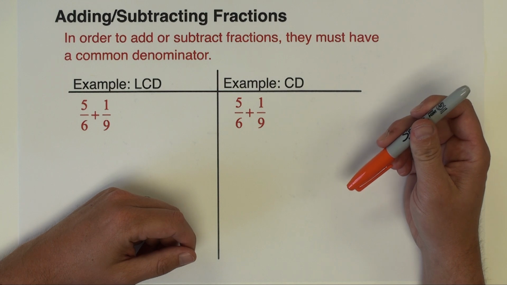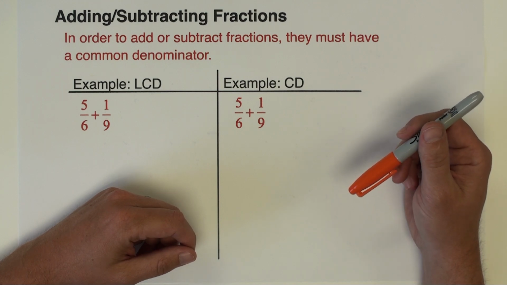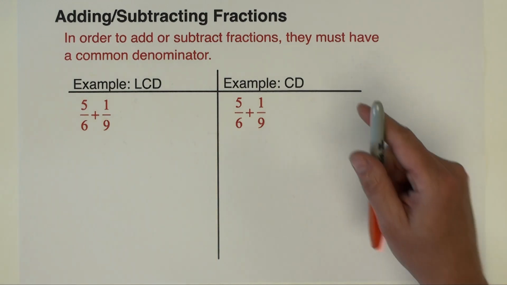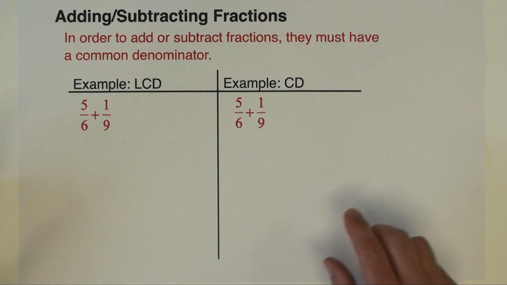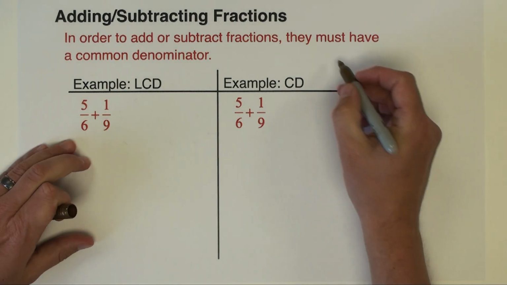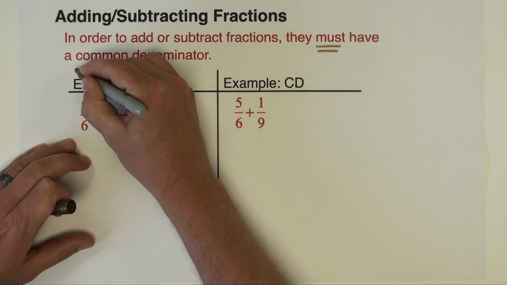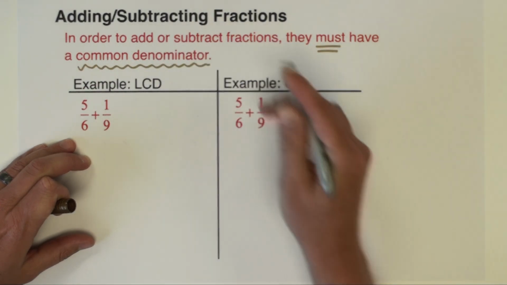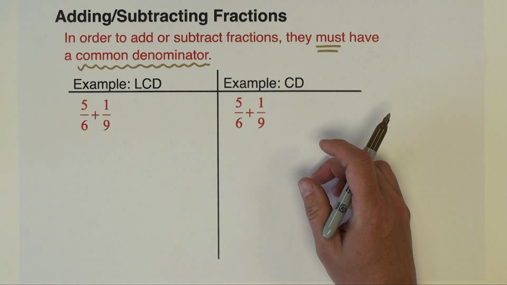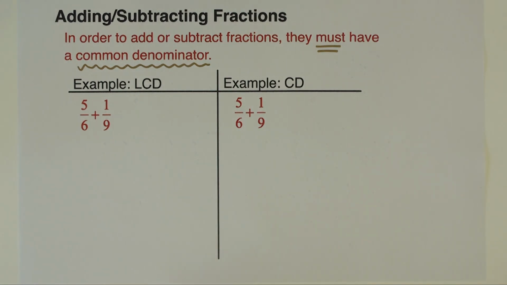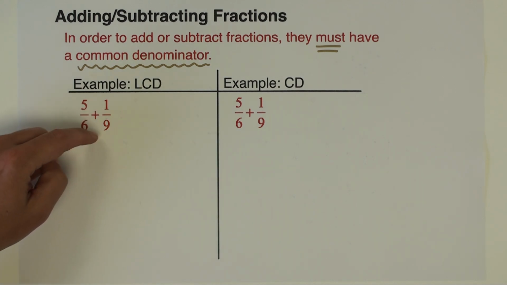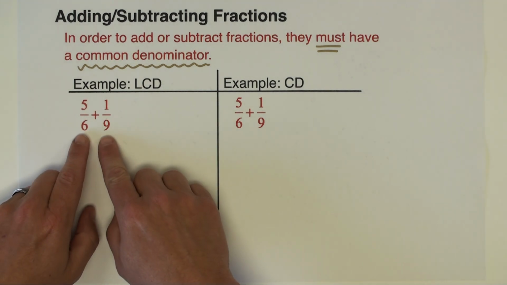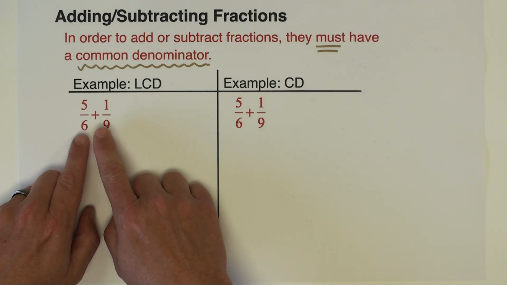The topic for this video is how to add or subtract fractions. Now, when you add or subtract fractions, they must have a common denominator in order to add or subtract the fractions. So when you look at the example that I have provided here, we've got 5/6 plus 1/9. The denominators are 6 and 9, and those numbers are different. And so we cannot add these fractions together yet because of the difference in those numbers.